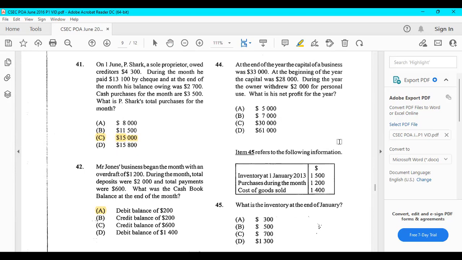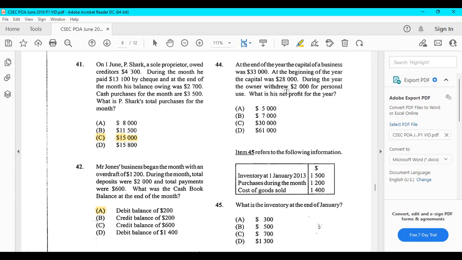So we should know based on the balance sheet that our opening capital plus our net profit minus drawings gives us our closing capital. So we're just basically going to transpose, right? So our beginning capital is 28,000 plus our net profit, which is X, a figure we don't know as yet, minus our drawings of $2,000, and we should end up with $33,000.